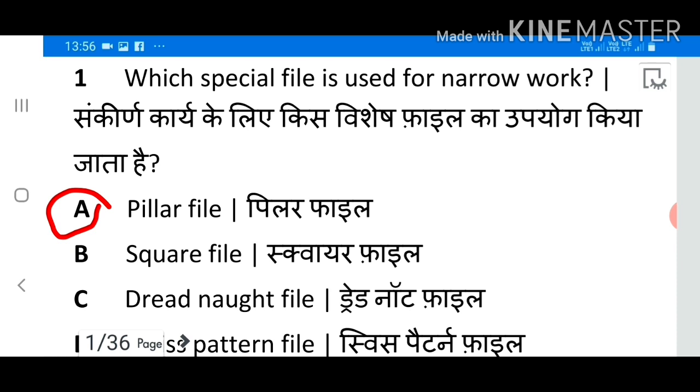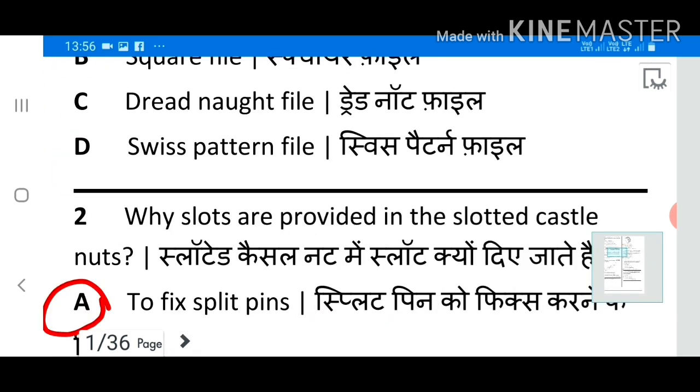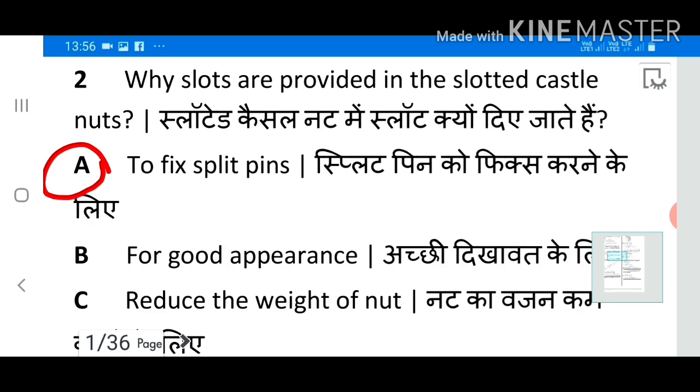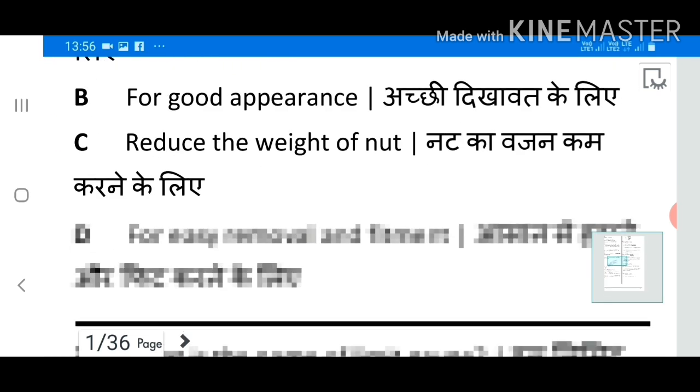Question number 1. Which special file is used for narrow work? Answer A. Pillar file. 2. Why slots are provided in the slotted castle nuts? Answer A. To fix split pins.